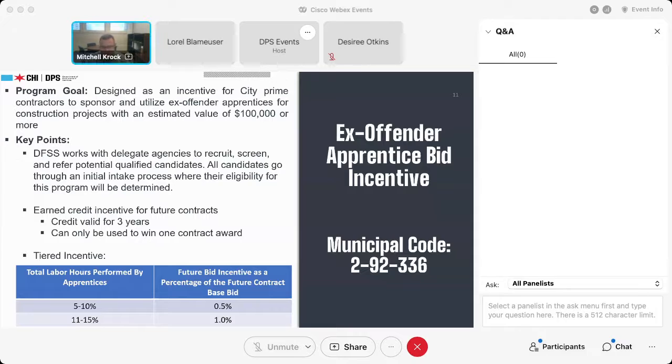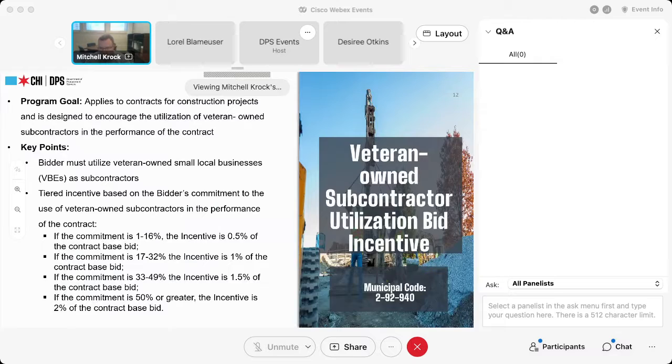Definitely two incentives to look into. The next two incentives I'm going over are related to veteran-owned businesses. So if your business is veteran-owned, you may want to pay special attention to the next few slides. The first incentive I want to go over is the veteran-owned subcontractor utilization bid incentive. It is designed to encourage, as the name suggests, the utilization of veteran-owned subcontractors in the performance of the contract.